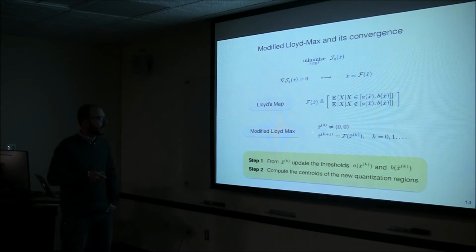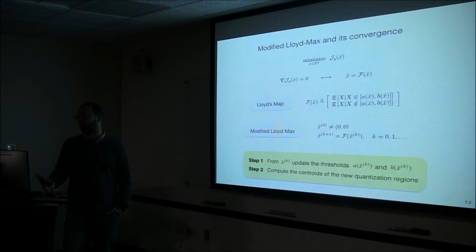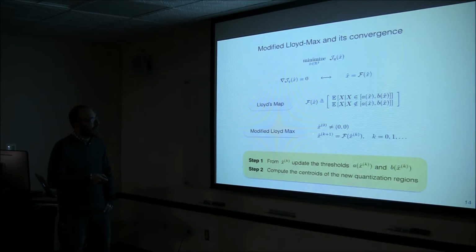So now we start from a non-zero initial condition because we already know that 0, 0 is a fixed point. It's always a fixed point. So if we start there, we stay there. Okay, so that's not interesting. We need to start elsewhere. And we iteratively apply the nonlinear map F to this sequence here of representation points.